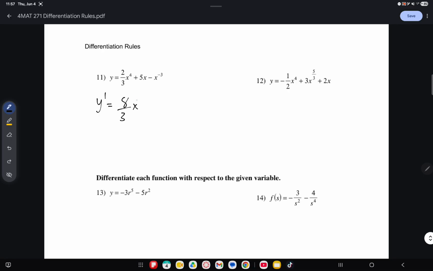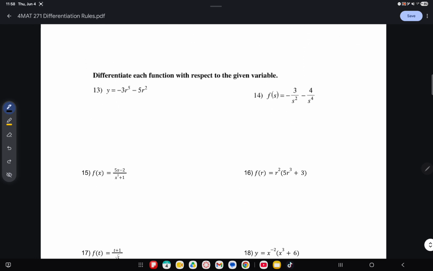Eight thirds x to the third plus 5 plus 3x to the -4. And then we have -2x to the third plus 5x to the, let's see, subtract 1, so 2/3 plus 2. Right, all of those were in x.